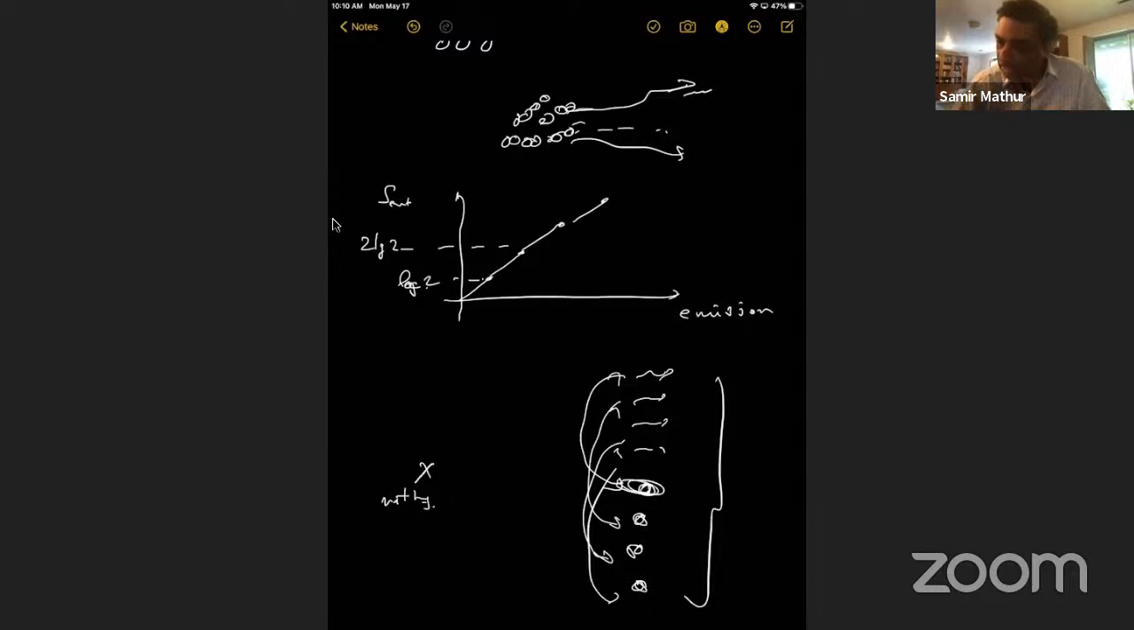When this piece of the ash has come out, then this and this are entangled with each other, but they're not entangled with what's left behind in the coal. So then the entanglement will start going down. It'll go up like this, and then it'll go down like this. So in this simple model, we simply get a Page curve that goes up and comes down.